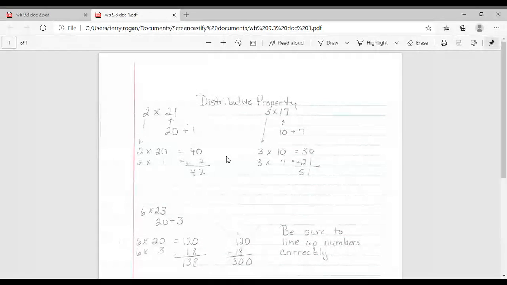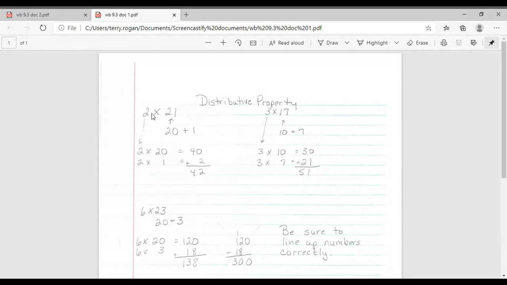So for numbers 9 through 16, I would like you to work out the problem on the back of your worksheet and write the answer on the little line on the front of your worksheet. And I'm going to show you how to do this. This is a review. We've done distributive property before.